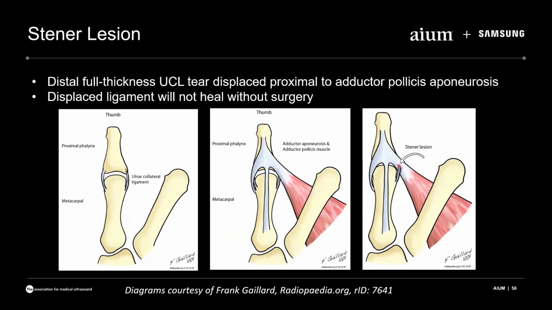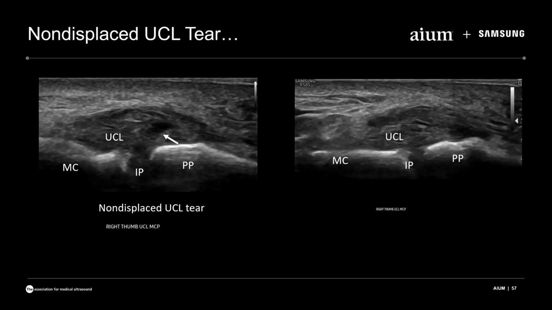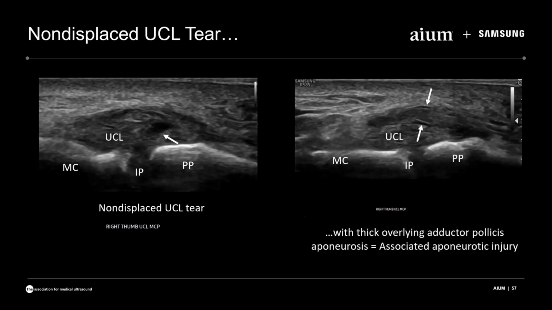And let me show you an example of that. So this was a different patient who presented with a non-displaced ulnar collateral ligament tear. You can see there's the ulnar collateral ligament, heterogeneous hypoechoic, there's the anechoic cleft. And what else do you notice here with this patient? Well, the overlying adductor aponeurosis, which was almost imperceptible on that normal patient, is very thick, hypoechoic, and heterogeneous. So that tells us that there's also an aponeurotic injury.